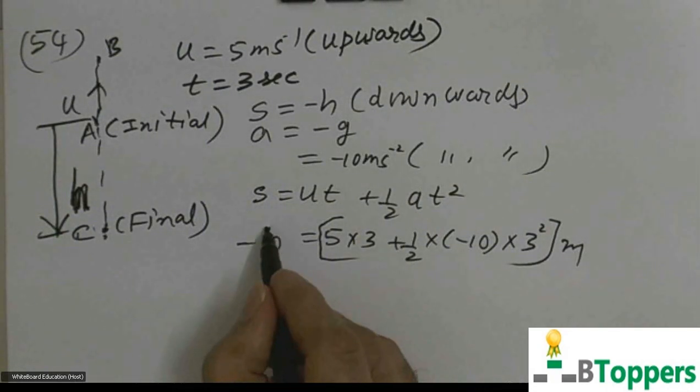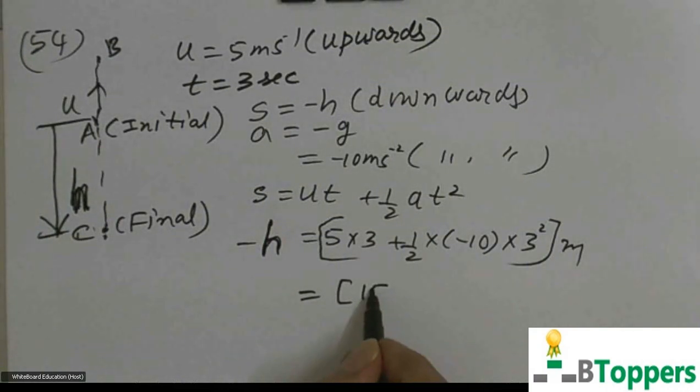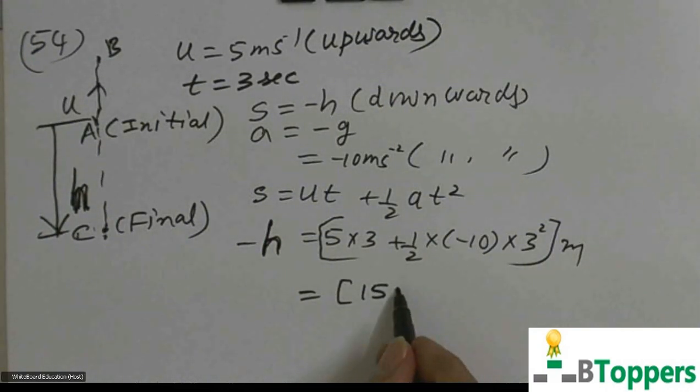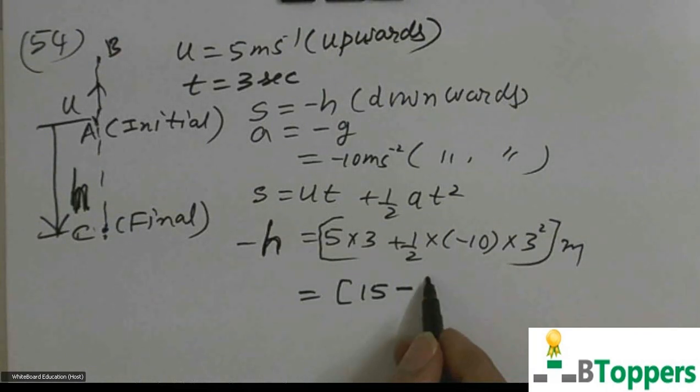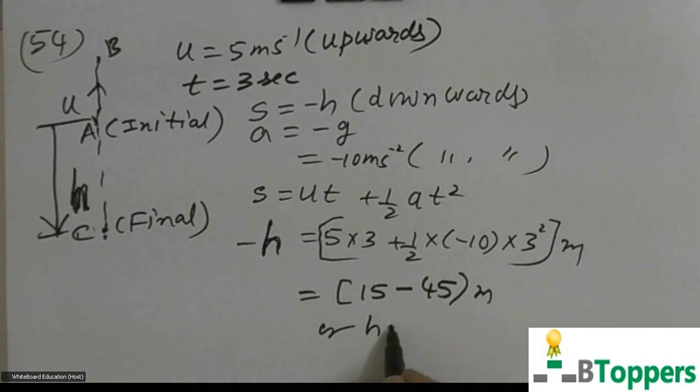You can start copying the solution if you are interested in copying the solution here. So you get h equal to, after simplification, 30 meters. That's the answer.